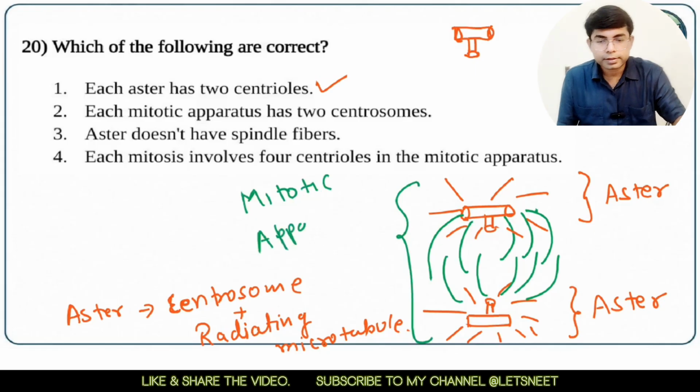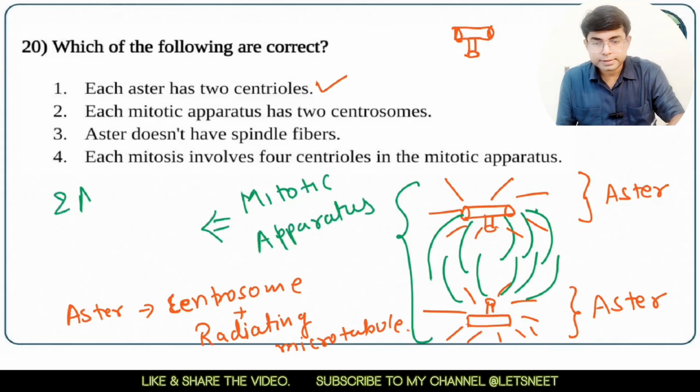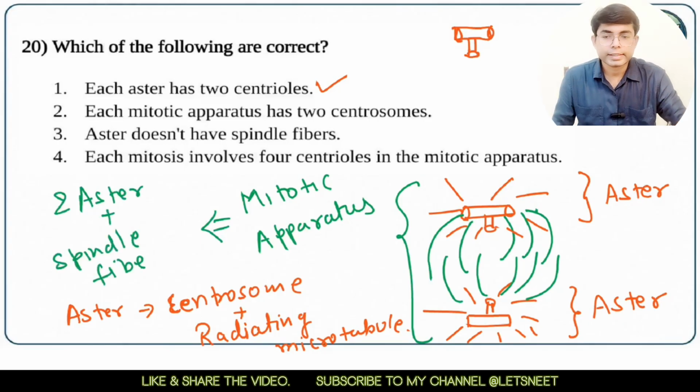So what we will call the mitotic apparatus? It is 2 asters plus spindle fiber. Now if we see this question, then we can answer it better. Which of the following is correct? Each aster has 2 centrioles. Yes, each aster has 1 centriole, another centriole.